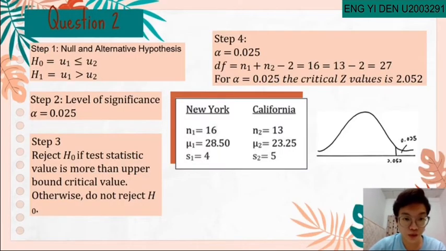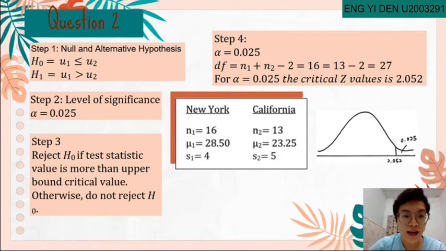So based on question 2, we know the sample sizes, means, and standard deviations S. We assume New York is 1 and California is 2. N1 equal to 16, mean 1 equal to 28.50 and S1 equal to 4. N2 equal to 13, mean 2 equal to 23.25 and S2 equal to 5. We go step by step. Step 1, the null and alternative hypotheses, where null hypothesis H0 is mu1 less than or equal to mu2, and the alternative hypothesis H1 is mu1 larger than mu2.